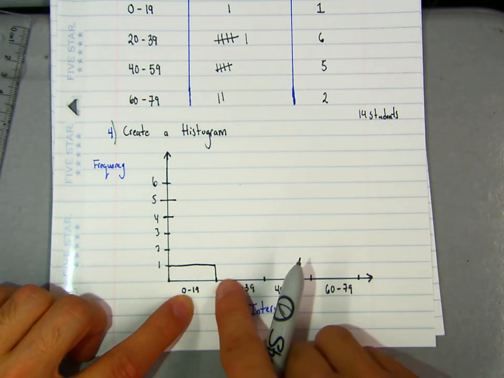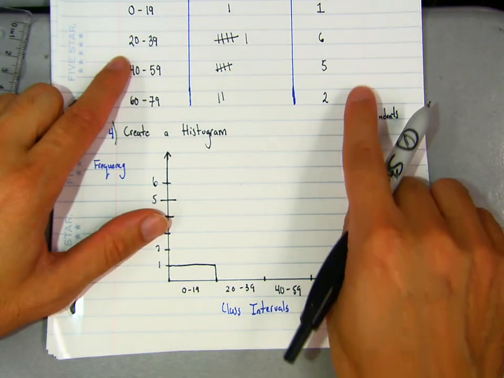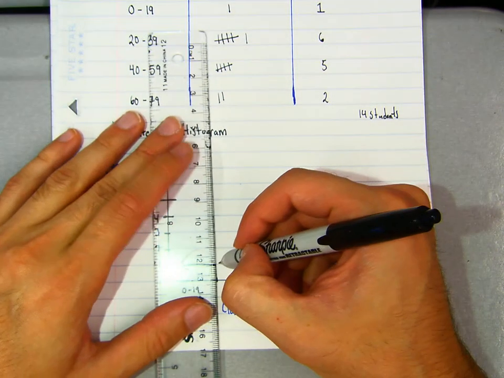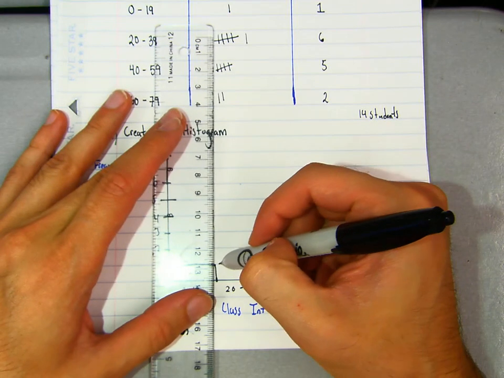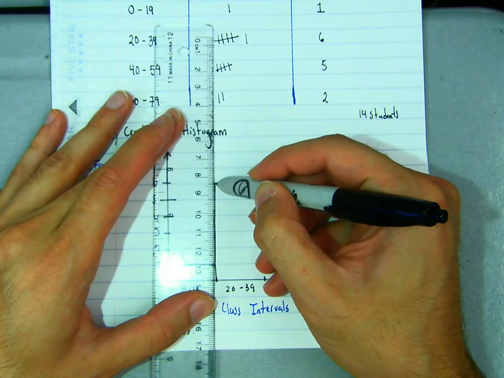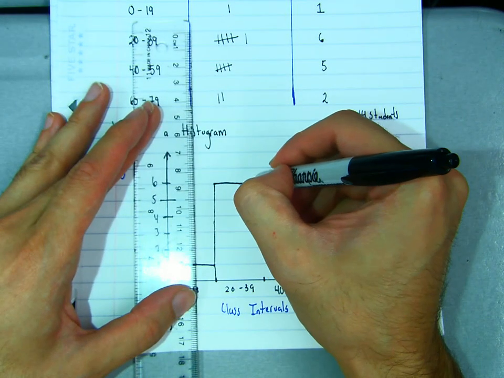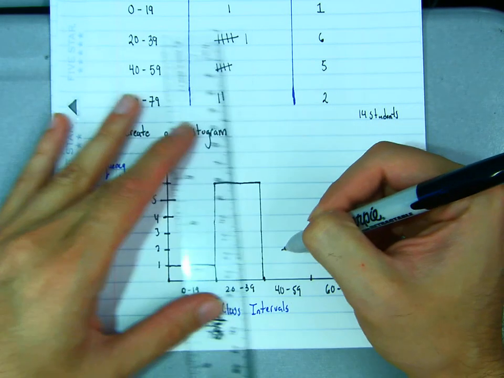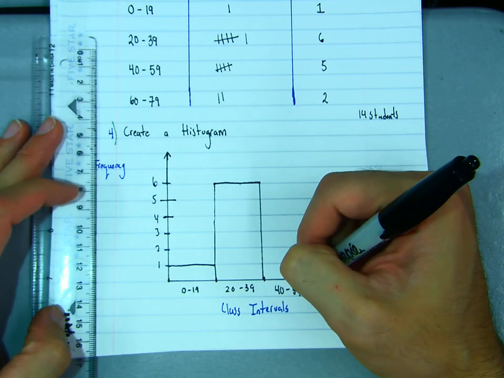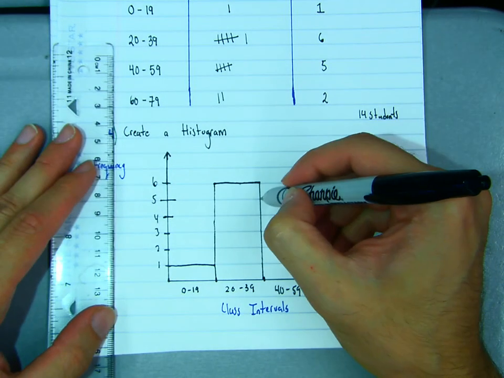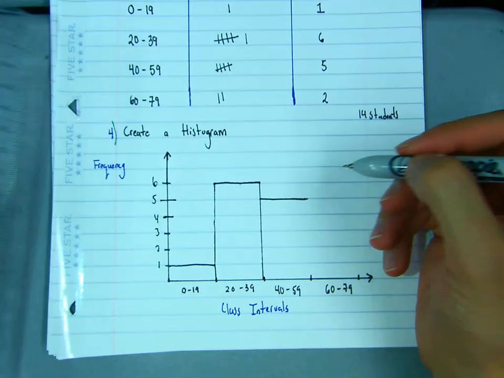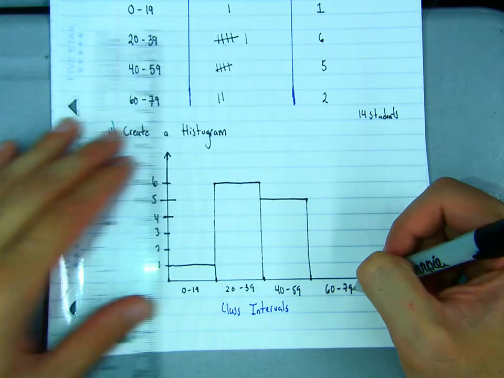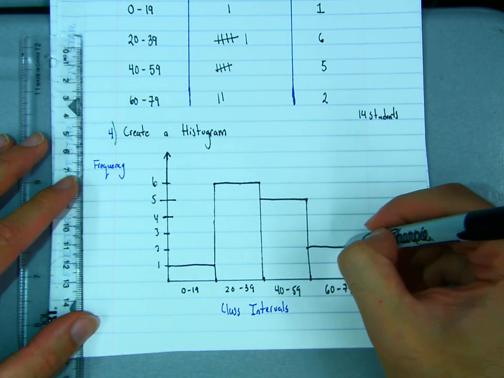What about 20 to 39? How many students was it? 6 students. So what I do is, you could grab your ruler if you want, and I'll bring this up to the 6, right? So maybe something like this, and grab your ruler, and you could be nice and neat, and have this here. Okay, how many was it between 40 and 59? It was 5, so I could do this. Grab my ruler, make a nice line. And then 60 to 79, how many? It was just 2 students.